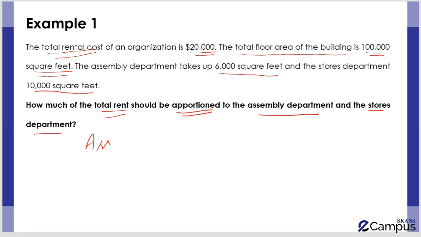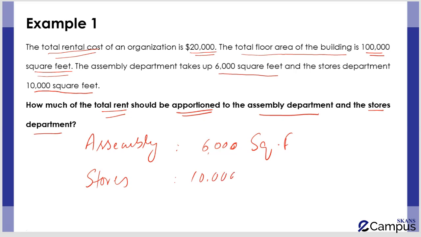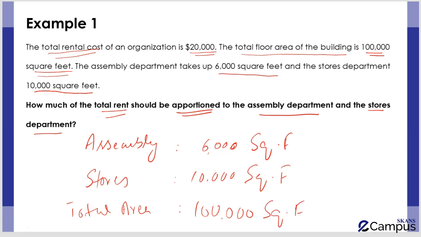Assembly department is on 6,000 square feet, whereas stores department contains 10,000 square feet, whereas the total area of the building is 1 lakh square feet. A department which consists of more square feet will be shared a larger portion of the rent expense. Now let's solve the example.